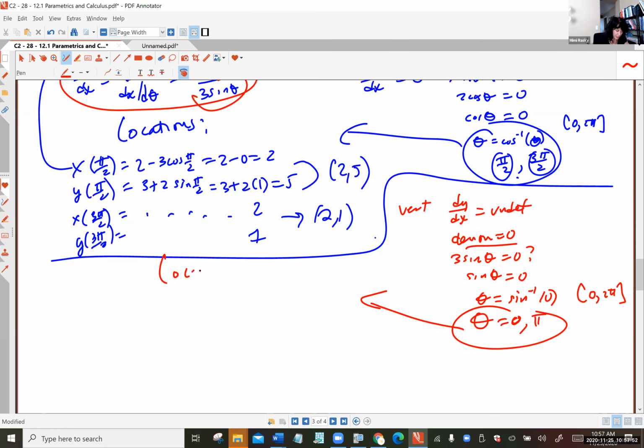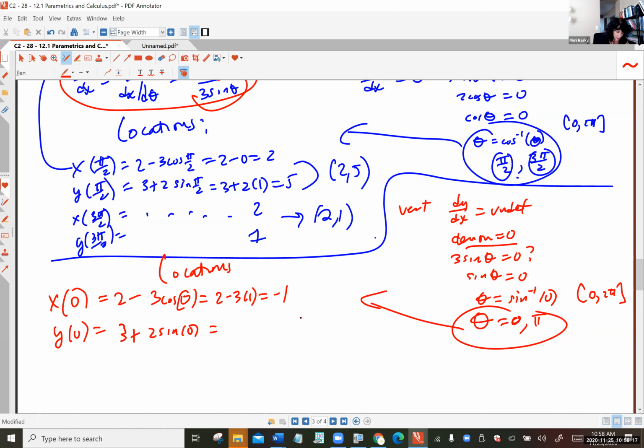The actual locations are where you substitute this parameter, theta, into your x. So you'll get 2 minus 3 cos of 0 as one of the x coordinates. Cos of 0 is not 0, it's 1. So this is 2 minus 3 times 1, which is negative 1. And then y evaluated at 0 is 3 plus 2 sine 0, which is just 3. So the point (-1, 3) is one of the spots where we have a vertical tangent line. Does that look true to you on the curve?